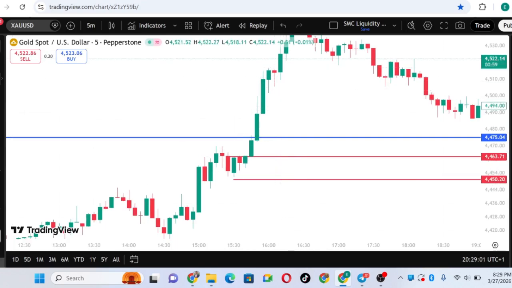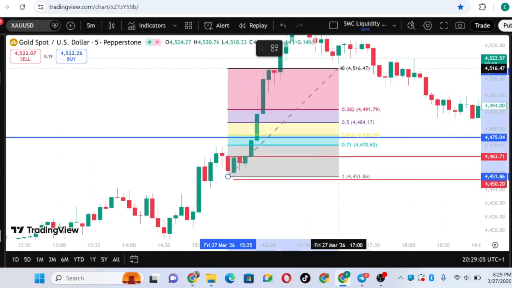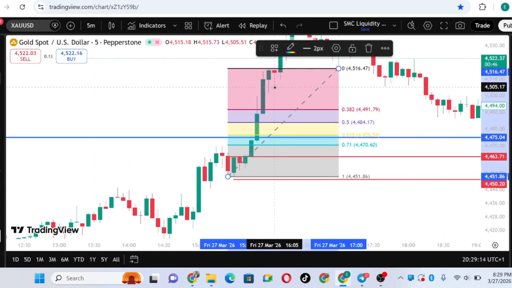I measured my fibs. Now let me show you. This was my dome. So I measured my fibs to this point. The price wasn't cheap enough for me to sell at this particular place.